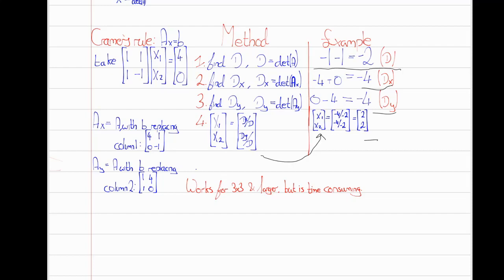As you can see above, this solves it in the exact same way as the example we covered before. Of course, this does work for 3x3 matrices and larger, but is very, very time consuming, so you may well be better off performing Gauss-Jordan elimination.